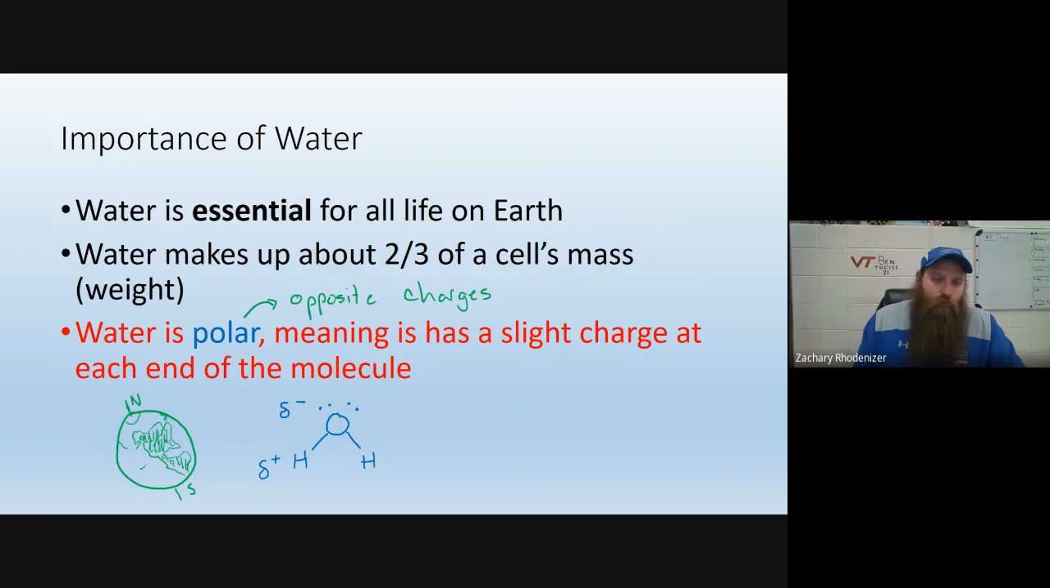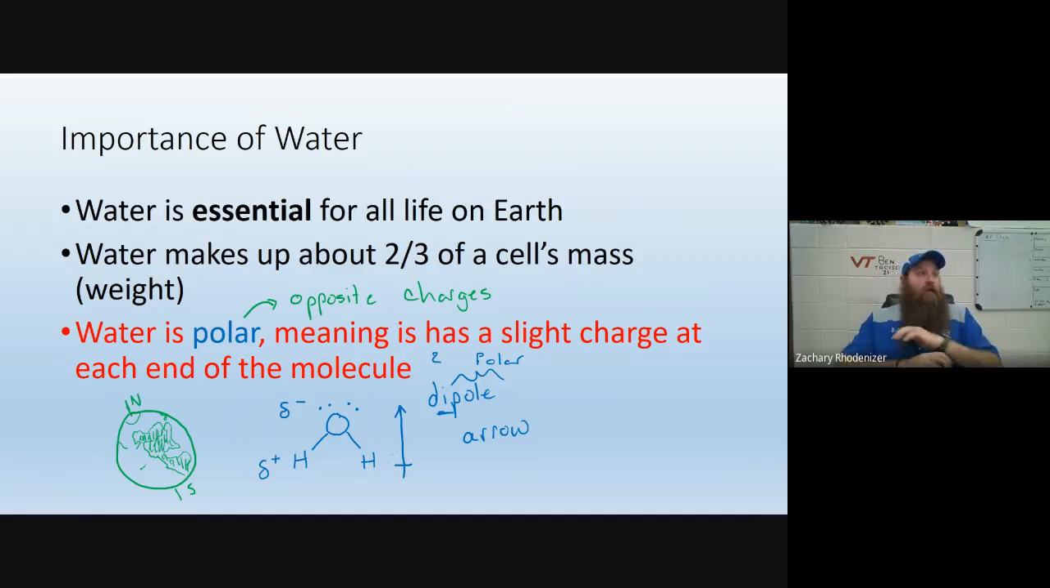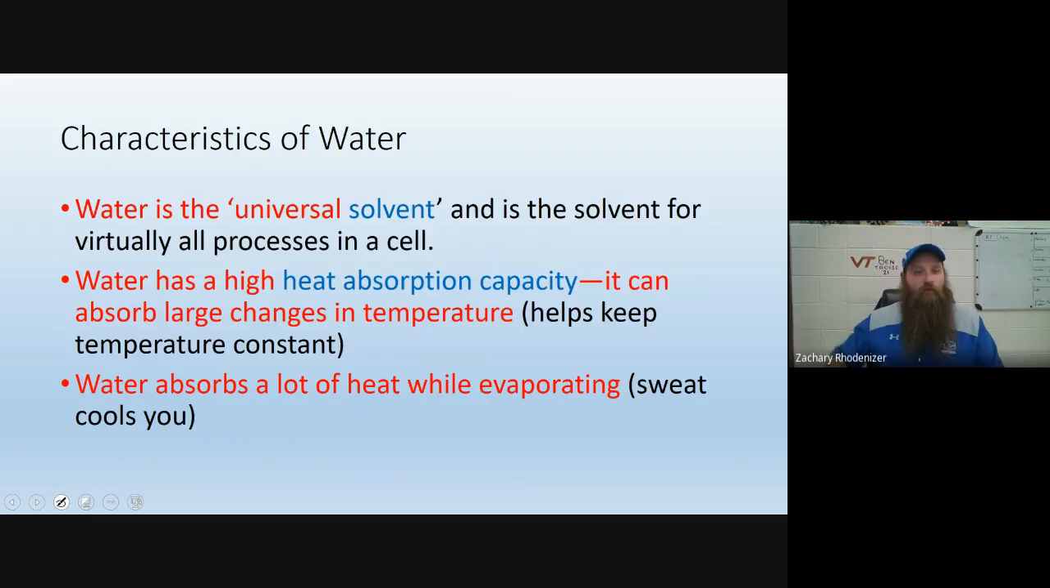A lot of times we draw it like that, but it's easier if we draw this thing called a dipole arrow. The prefix di means 2, and pole is talking about polar, so two poles, arrow. It's positive down here where the plus is, and as you follow the arrow, it becomes negative. Because water is polar, it can do all of this wild stuff, which makes it absolutely essential for life. So let's look at some of those things.